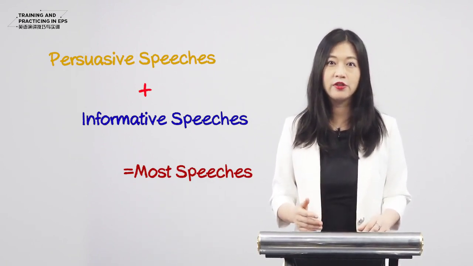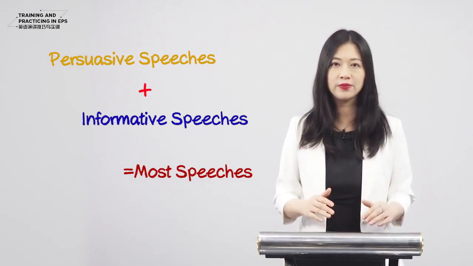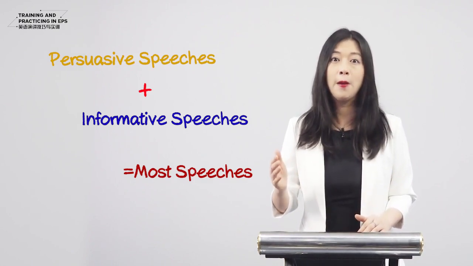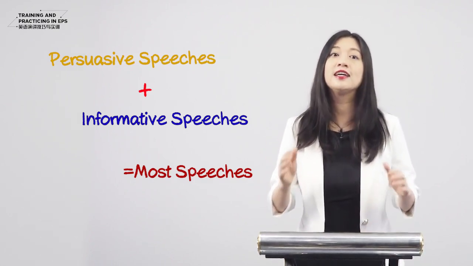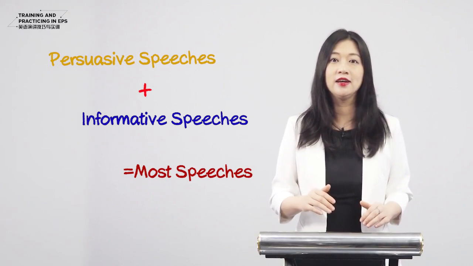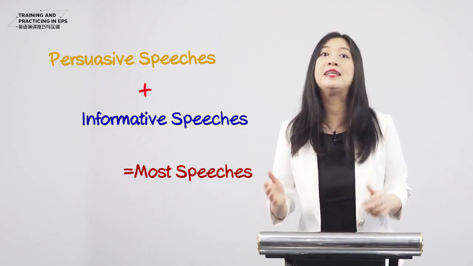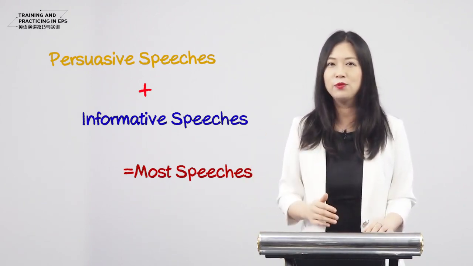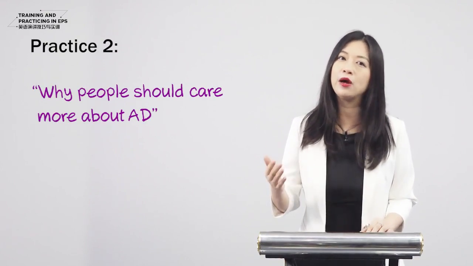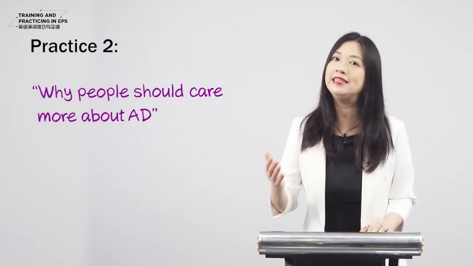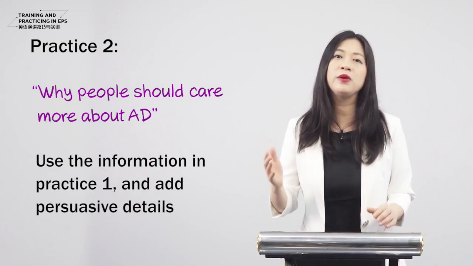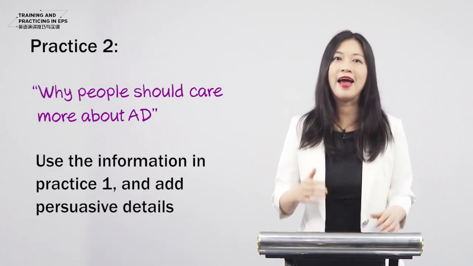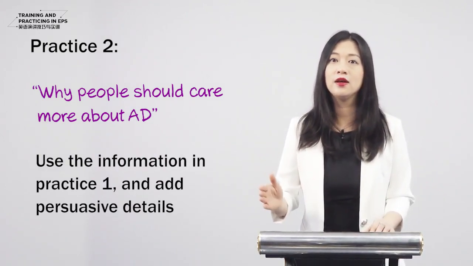Persuasive and informative speeches are not completely separated. Most of the times, they're combined in one speech. Because persuasive speakers must communicate information clearly and concisely, and informative skills would be needed. For example, Winnie is going to talk about why people should care more about AD. She'll use the information in practice 1 and add persuasive skills, like this.